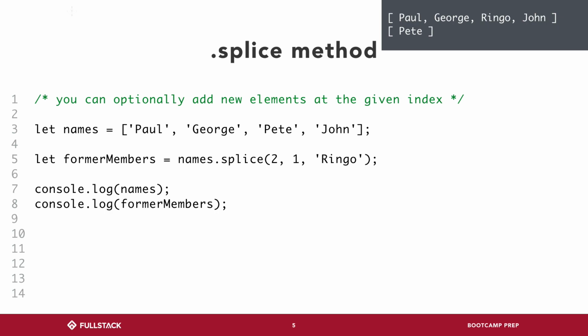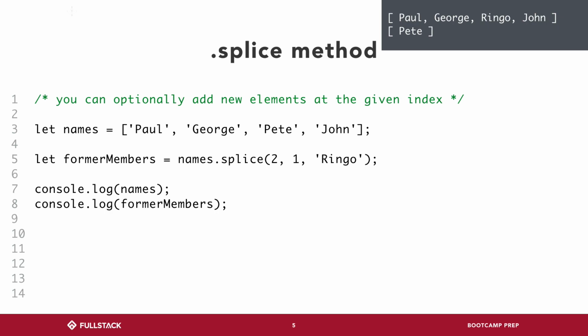So let former members equal name.splice(2, 1, 'Ringo'). 2 is the second index, it's the start index. 1 is the number. So this 2 is referencing at what point in the array you're going to start the function. The second argument is how many elements you're going to remove from the array. So you start here, you pass in, I'm going to remove 1 element, so it pulls Pete out. And then the third argument is, at that spot, I want to put Ringo in.